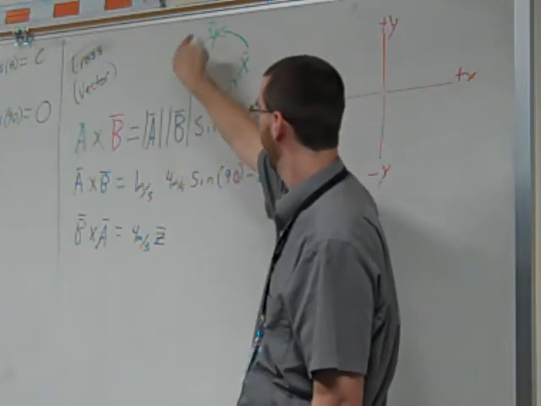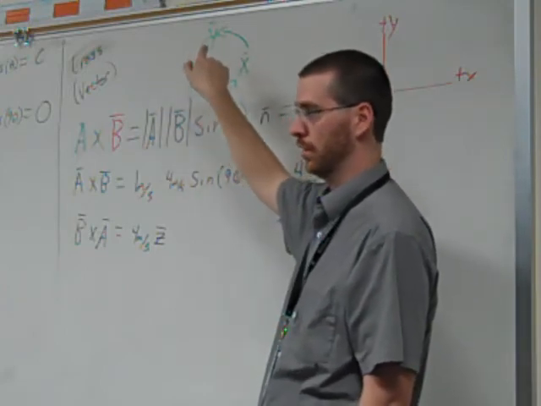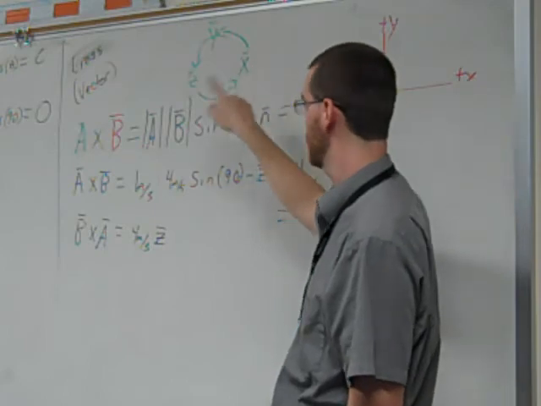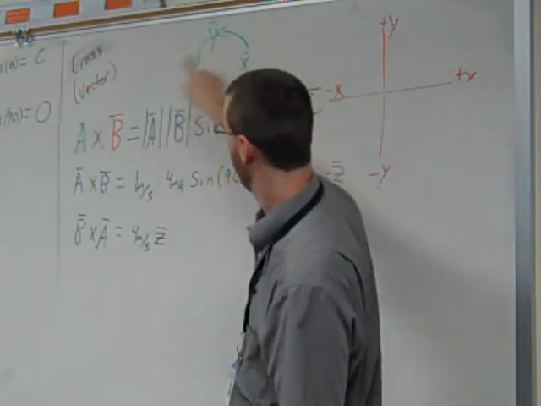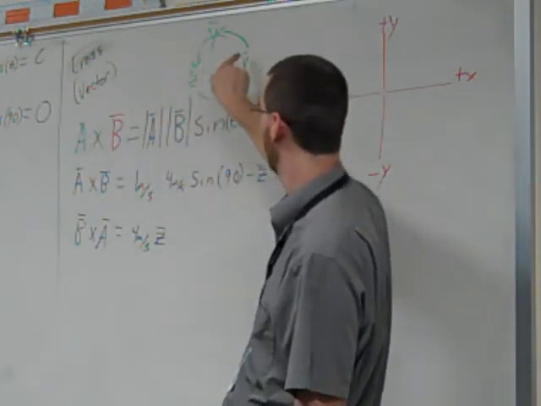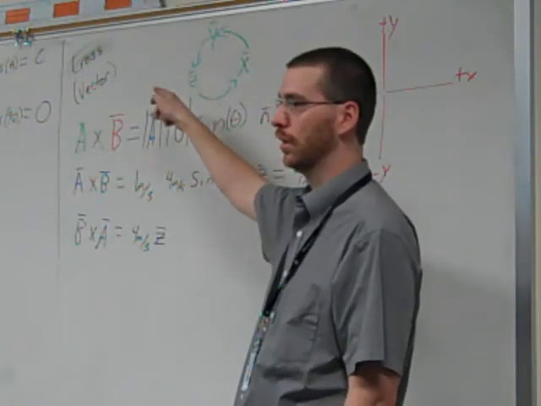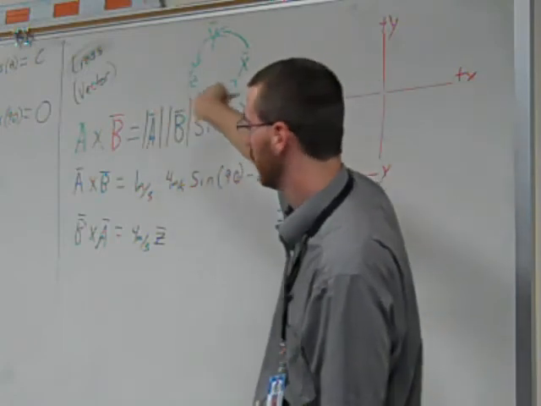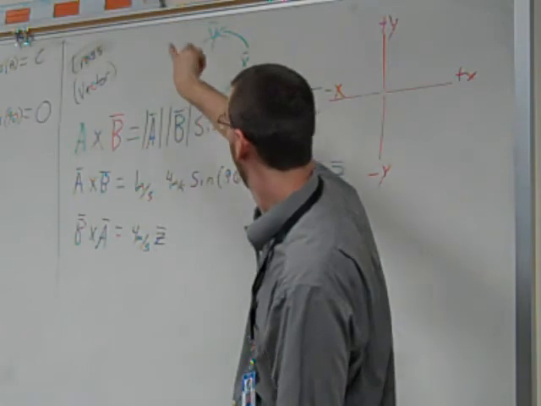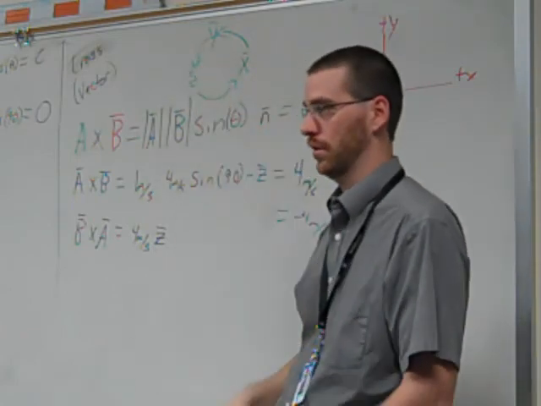Can I cross Z into Y? Negative. Yeah, you'll get a negative X. Just like with A cross B, Y cross X gives me a negative Z. That's so helpful. If you go counterclockwise, you get a positive. If you go clockwise, you get a negative.